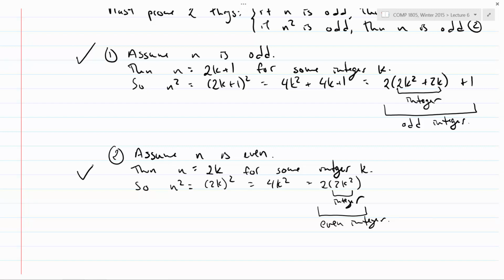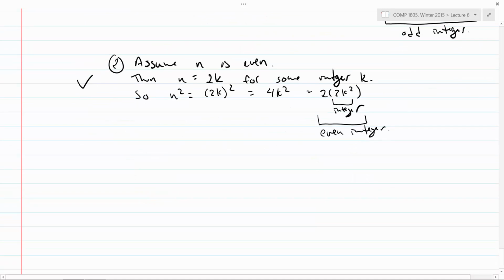All right, so let's move on. The next type of proof that you'll see is called an existence proof. For an existence proof, you just want to prove that something exists. Yeah?